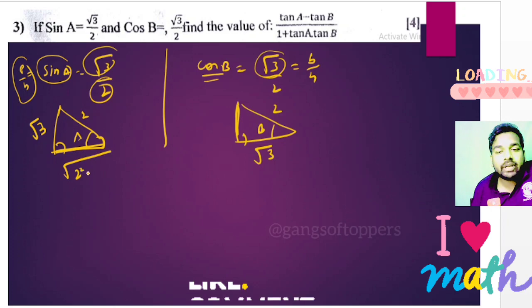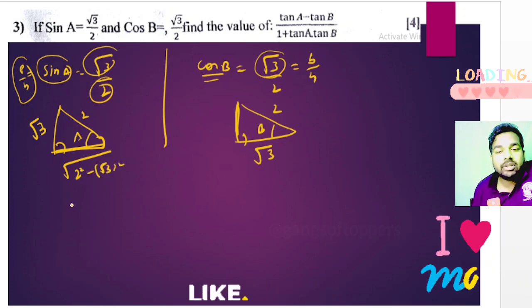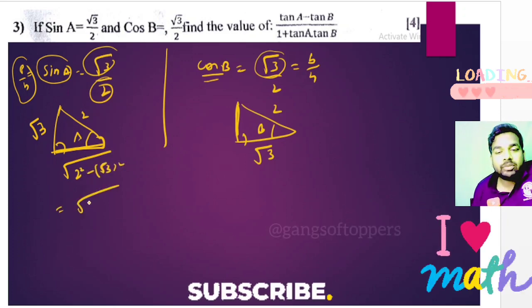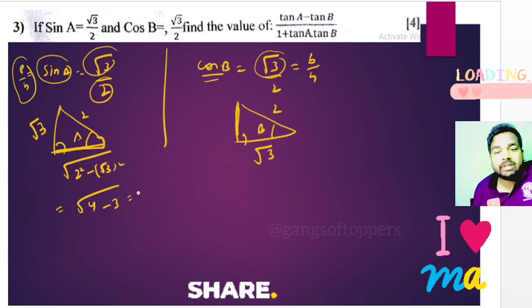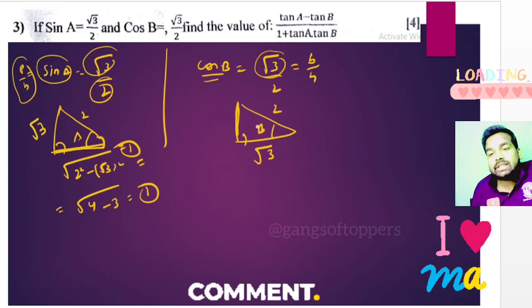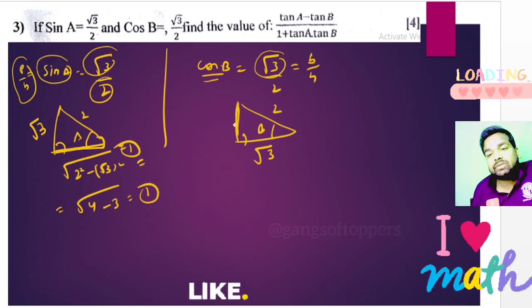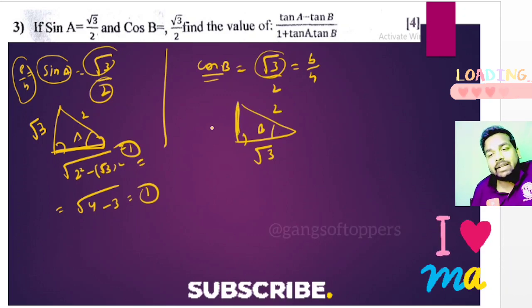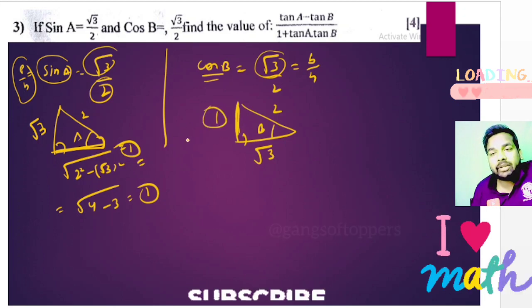That is 2 the whole squared minus root 3 the whole squared, so it is going to become the square root of 4 minus 3. It is going to become 1. So it means that the base is 1. The base is 1. Once again, here we can also find the height. It is also going to become 1.